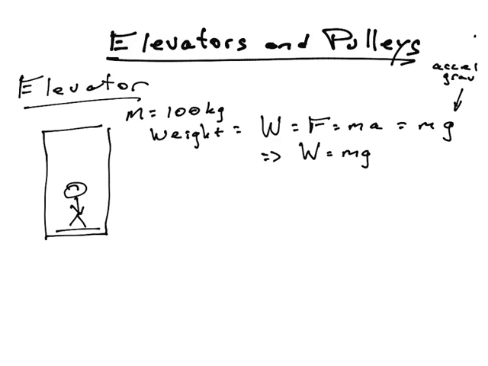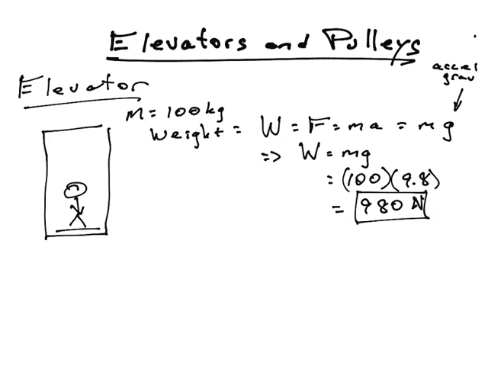F equals ma is the big equation that says whatever force you're talking about gives rise to the mass of the object times its acceleration. If that acceleration is gravity, then that force is a special force that's called the weight. That's all I'm saying. So if we want to calculate the weight, we take the mass of the object multiplied by g, 9.8. So for this person who's just standing there, 100 times 9.8 tells us the weight of this person is 980 newtons.